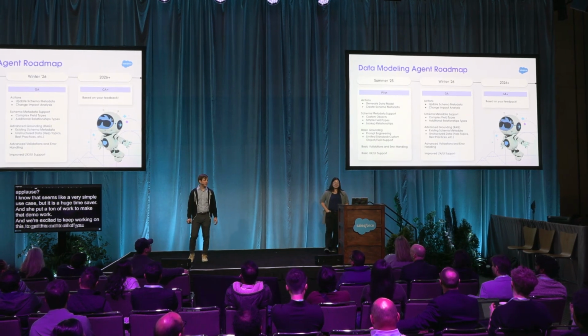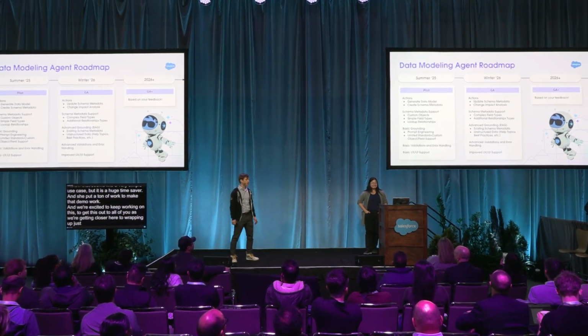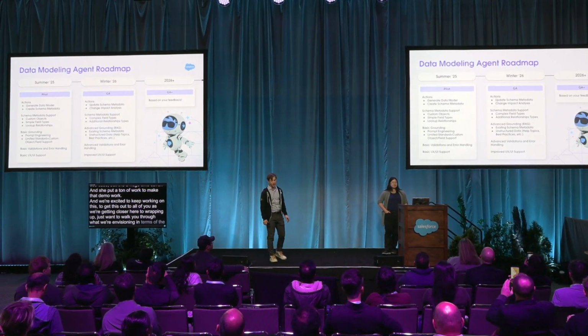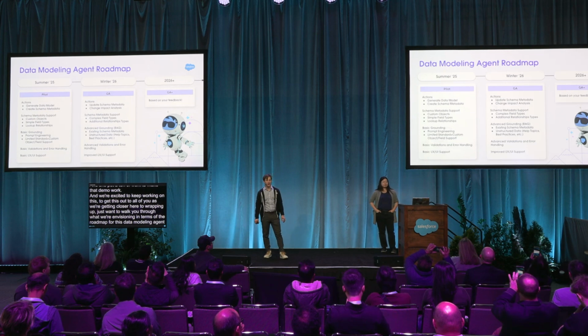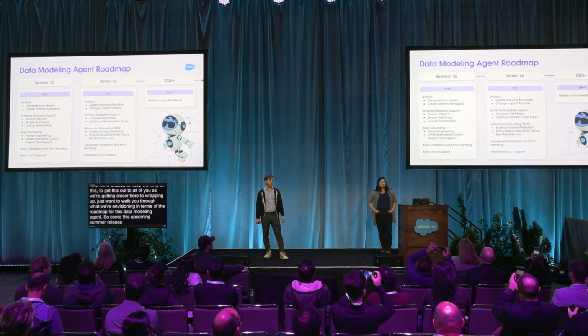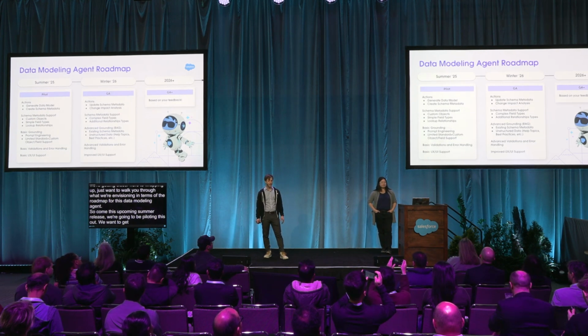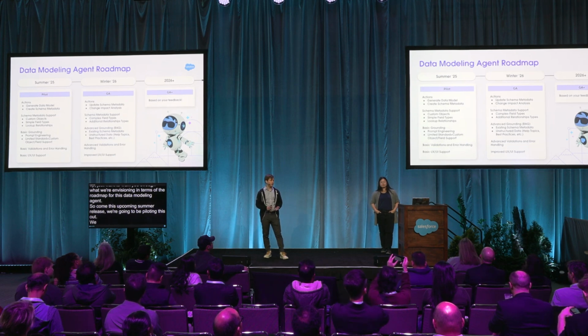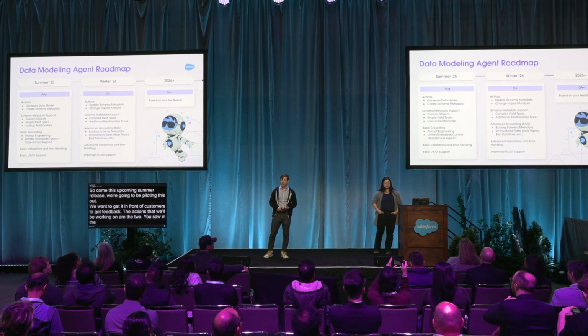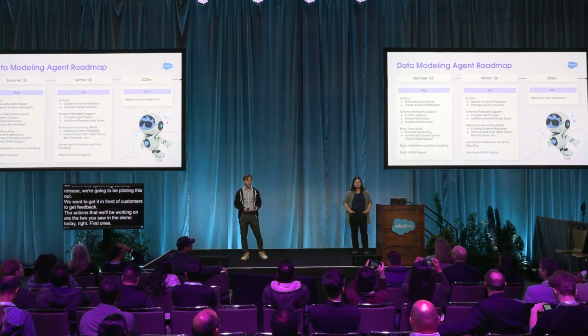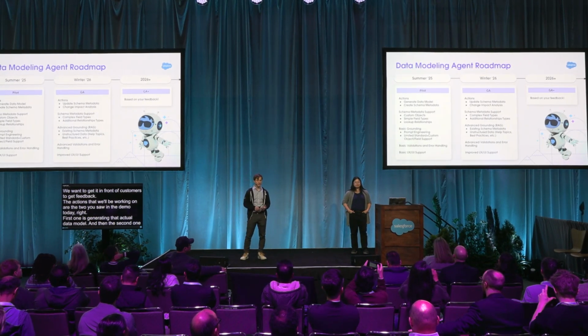As we're getting closer here to wrapping up, just want to walk you through what we're envisioning in terms of the roadmap for this data modeling agent. So come this upcoming summer release, we're going to be piloting this out. We want to get in front of customers to get feedback. The actions that we'll be working on are the two you saw in the demo today, right? First one's generating that actual data model, and then the second one's creating that schema metadata.